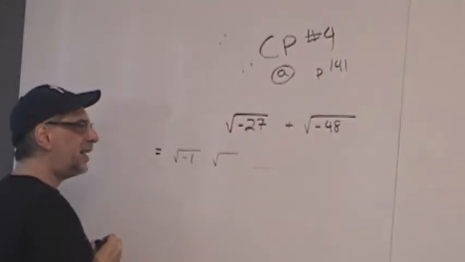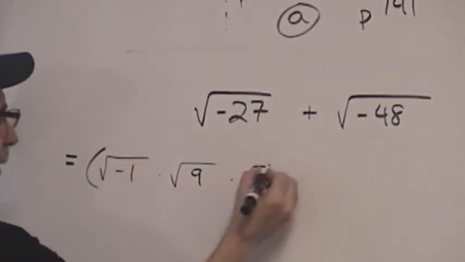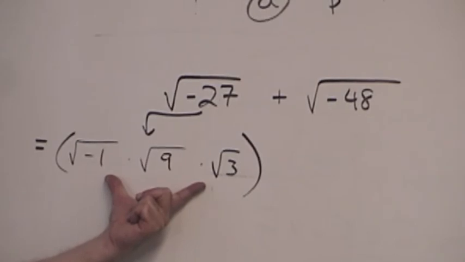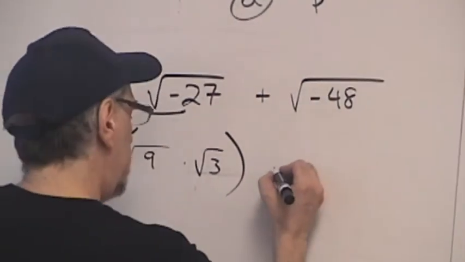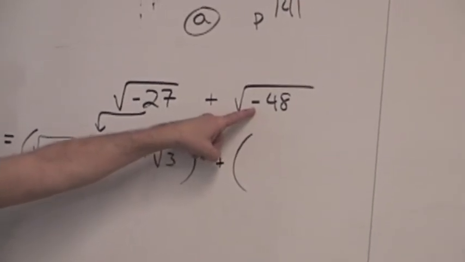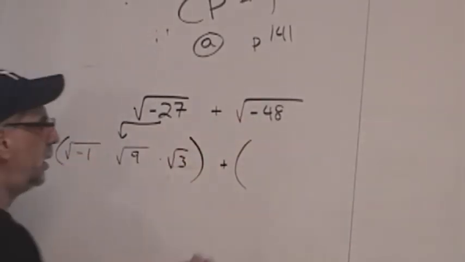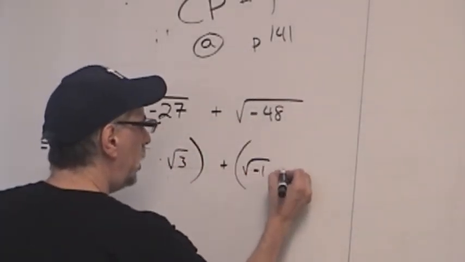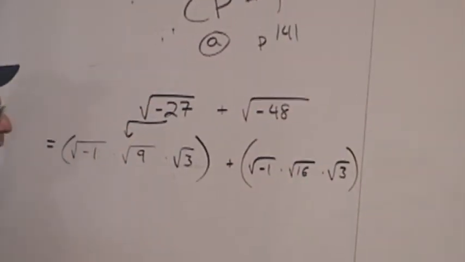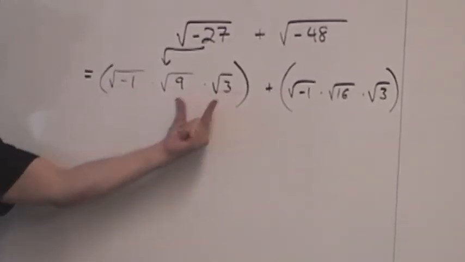-1. 27 is not a perfect square, but 9 is. So we can have this for square root of -27. And then similarly here, 48 looks like, say, perfect square 16. 16 would be the largest perfect square. So we'll take 16 out and again be left with that root 3. So this now becomes 3i root 3.